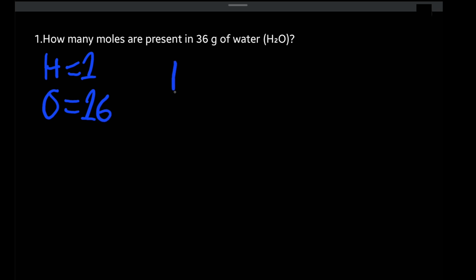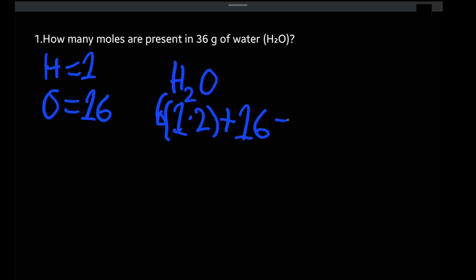So given H2O, we will calculate it into grams. So 1 hydrogen is equivalent to 1 gram, and since there are 2 of them, H2, we multiply it by 2, plus the molar mass of oxygen, which is 16. We will have 18 grams per mole.